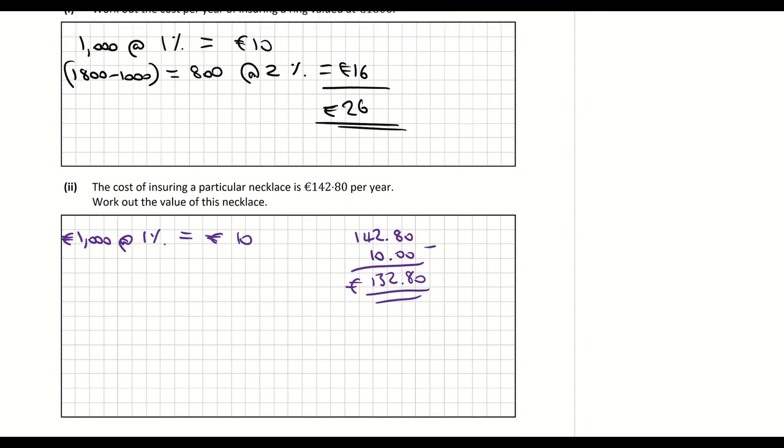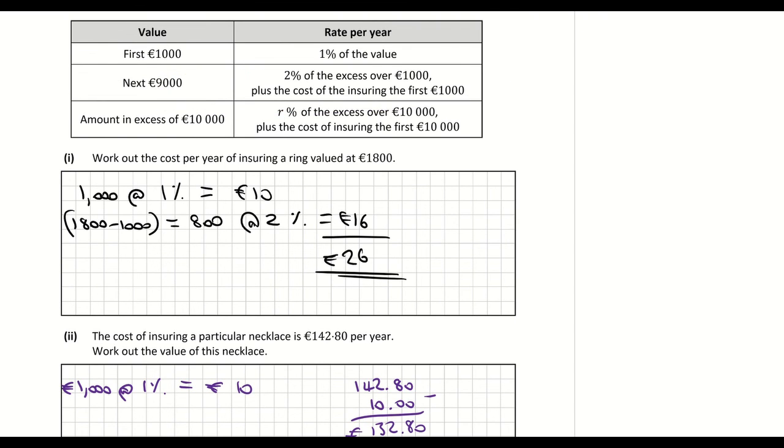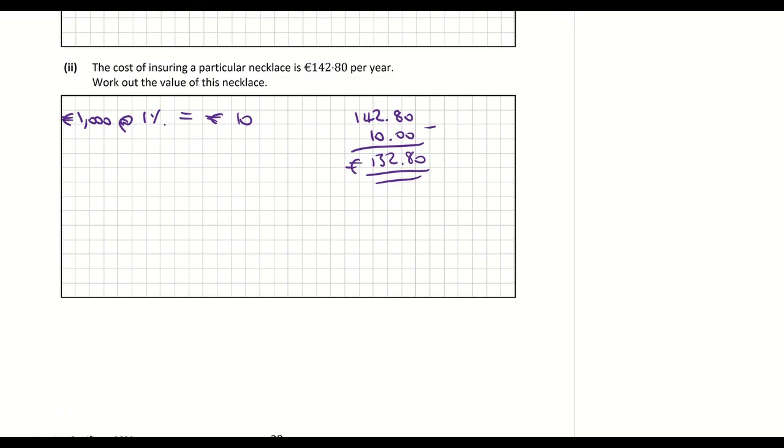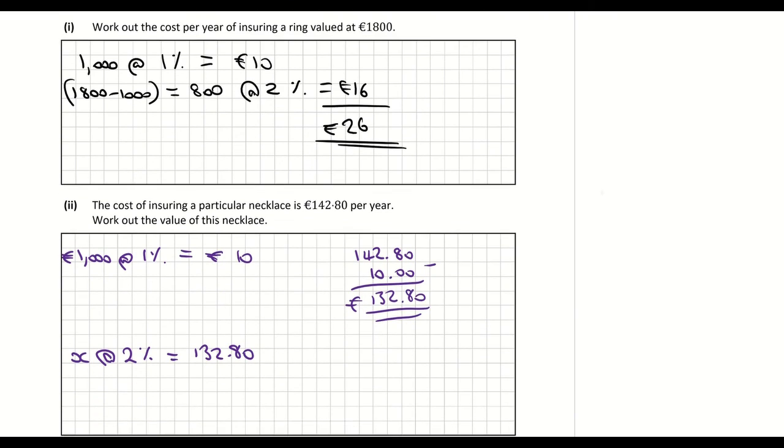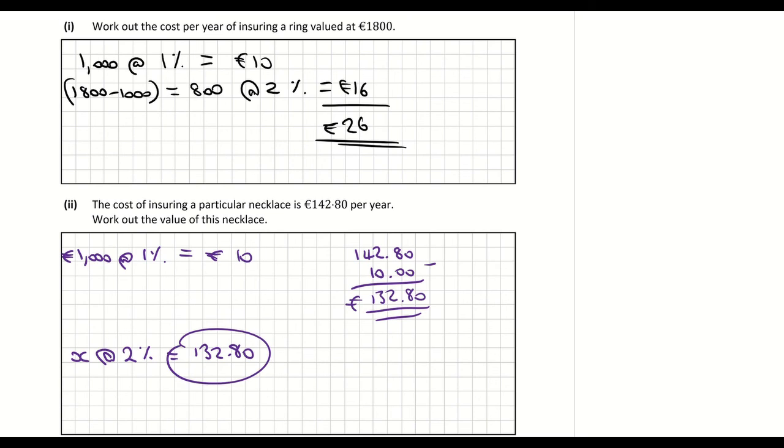So if we come back up to this section here, we have the next 9,000 is at 2%. So let's assume we don't know what that amount of money is. Let's call it an X. So some amount of money at 2% is accounting for the 132 euro and 80 cent. We know that that's the case because if you go back, we know that it's within that 9,000 euro, because if you find 2% of 9,000 euro, you will get 180 euro. So we're not gone over the 180 euro at the 132. So we're okay. That's why I'm calling it X. So we don't need to look at the next percentage.